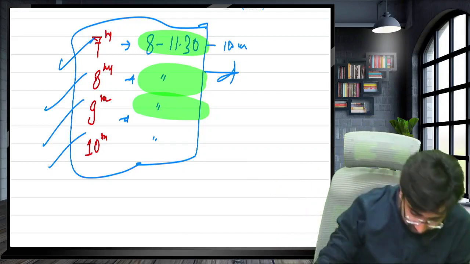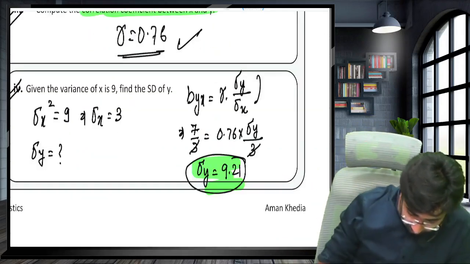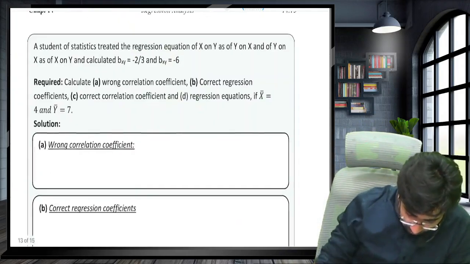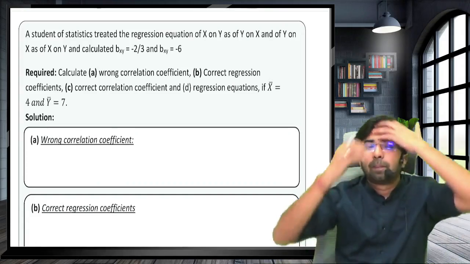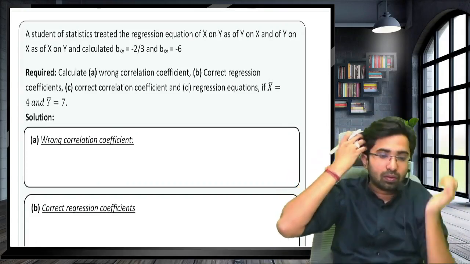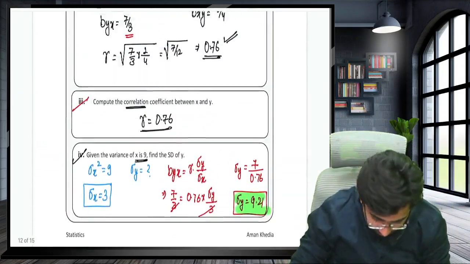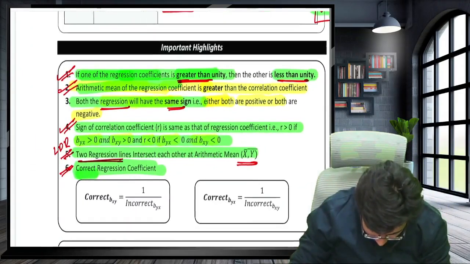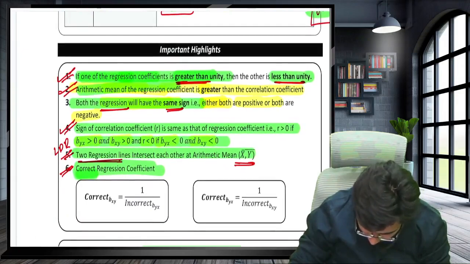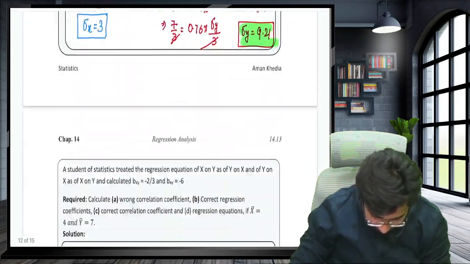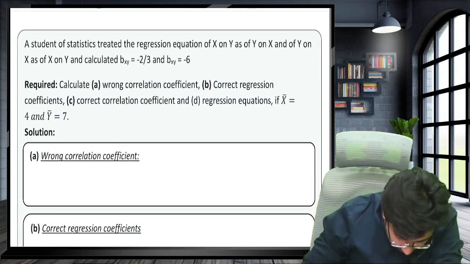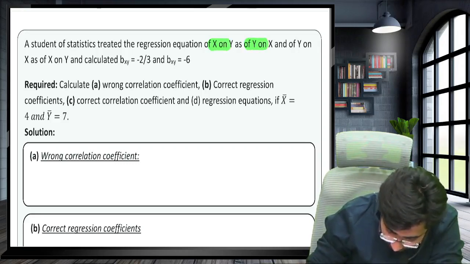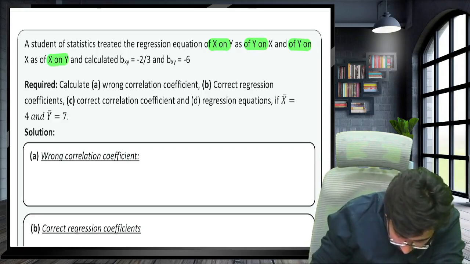Okay, guys, now come back to this. Now you have to think. I am not going to solve this question. Wait, X on Y, Y on X. Let me check this. A student of statistics treated the regression equation x on y as y on x and y on x as x on y and calculated b.